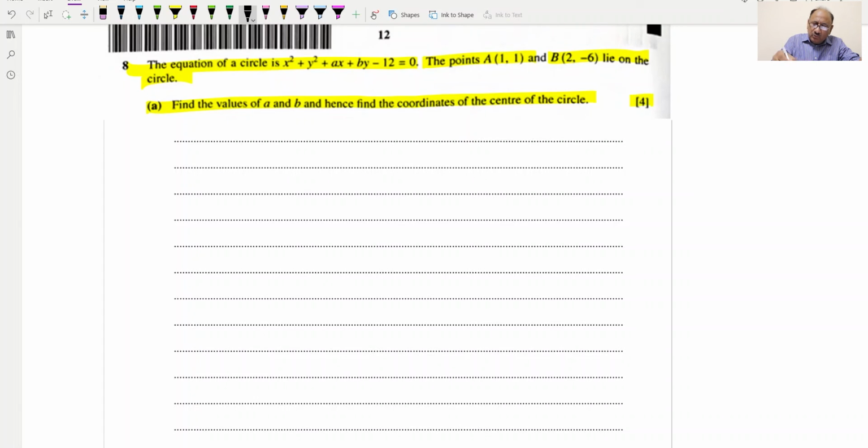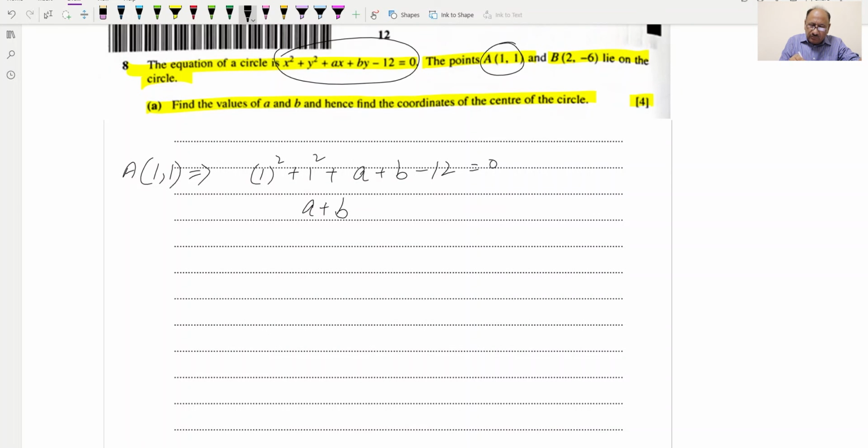So when we use this point A, which is (1, 1), we replace these values in this circle equation. So it will be 1 squared plus 1 squared plus A plus B minus 12 is equal to 0, or we can write A plus B is equal to 10. This will be our equation 1.